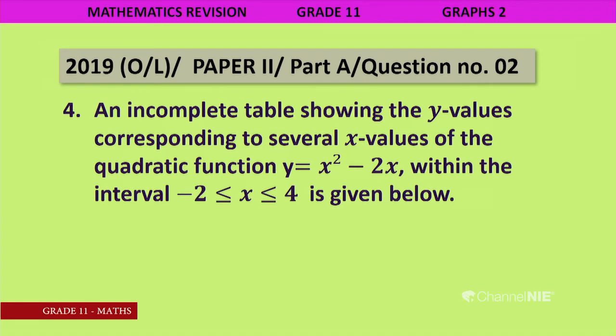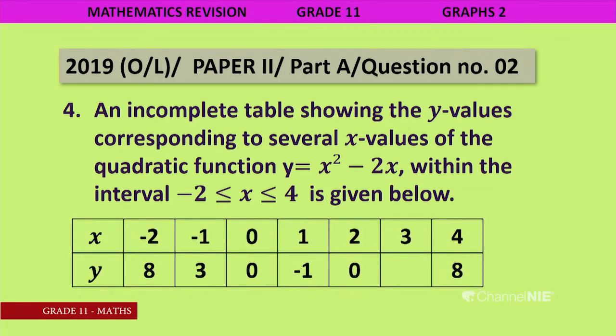2019 O-level paper 2, part 1, question number 2. An incomplete table showing the y values corresponding to several x values of the quadratic function y equals x squared minus 2x within the interval x greater than or equal to minus 2 and x less than or equal to 4 is given below. This is the range of x, minus 2 to plus 4, range of y, 8 to 8. Then we can see our first question.